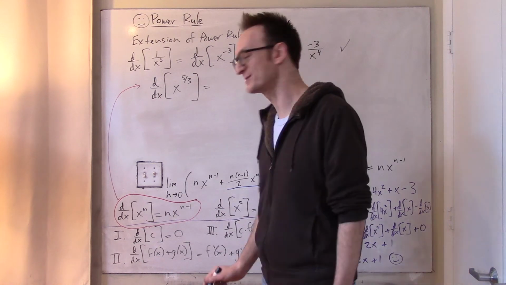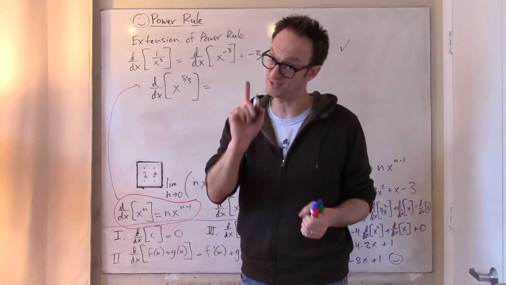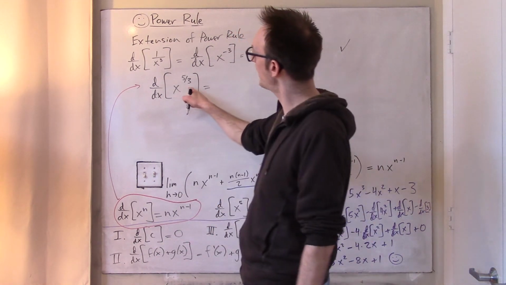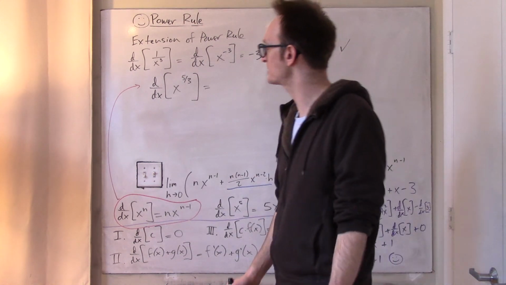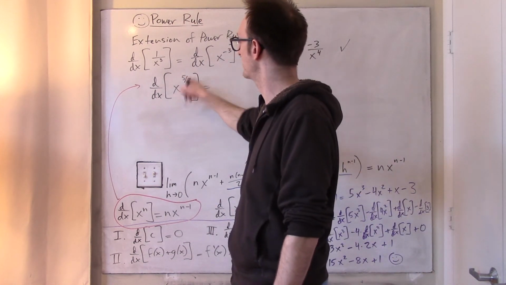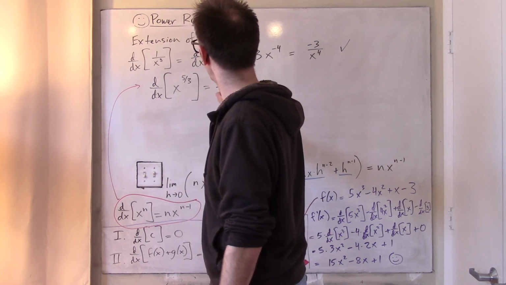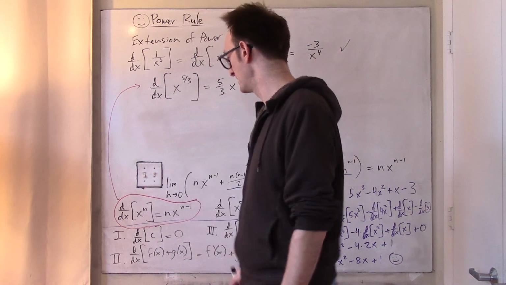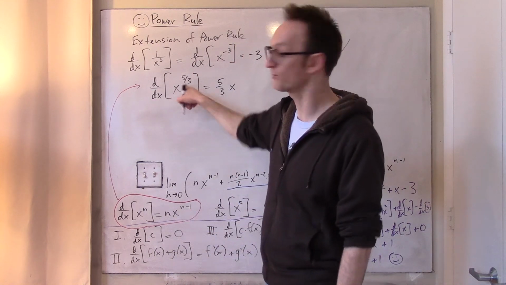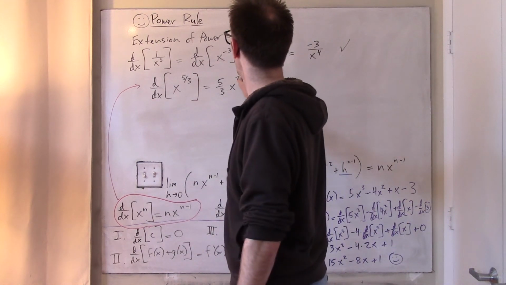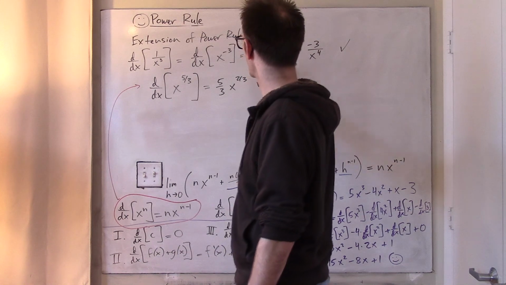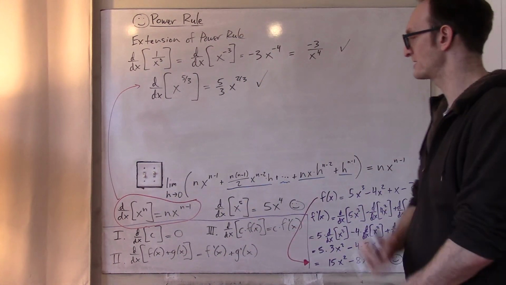So our book wants you to take their word for it, and please take my word for it also, that the power rule also applies in these kinds of situations. And so, what is the derivative of x to the 5/3? It is, according to the rule, 5/3 x to the, and you subtract 1 from the exponent, so 5/3 minus 1 is 2/3. And that's another thing that you're expected to just do.